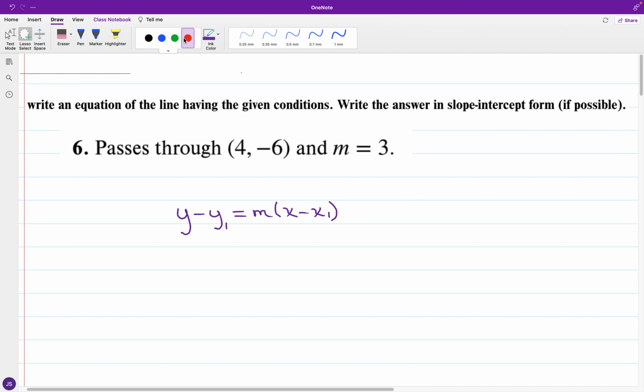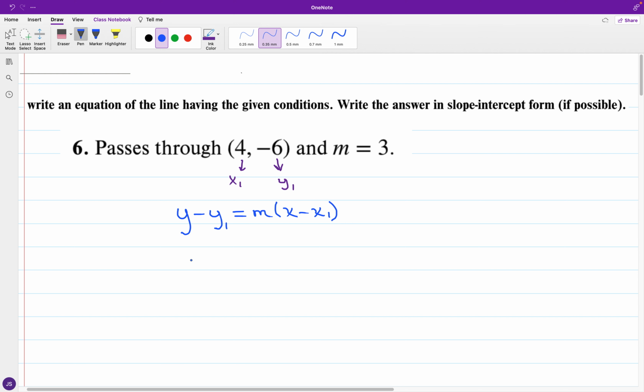First of all, we have 4, -6. Again, all ordered pairs are of the form xy. So we'll say that 4 is x of 1 and -6 will be representing y of 1. And again, we have the value of the slope at 3. And so just looking at substituting what we have here.